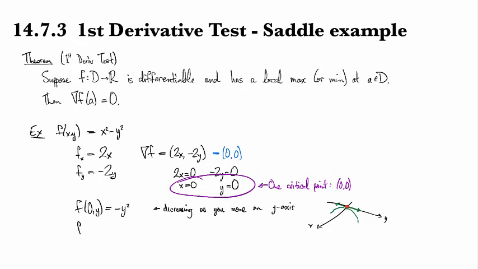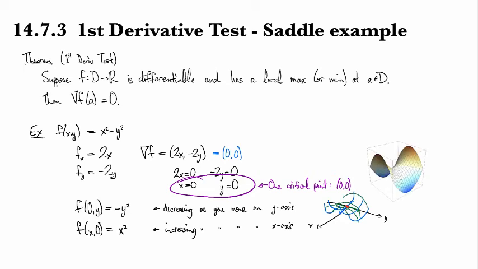Meanwhile, the same argument shows that if we substitute y equals 0, so that we're on the x-axis, then it's going to look like x squared, and so this one's going to be increasing as you move along the x-axis. So in other words, if we go this way, it's going to be going up, and if we go this way, it's going to be going up. So we have one of these things going on. There we go. So that's the thing that we're looking at.